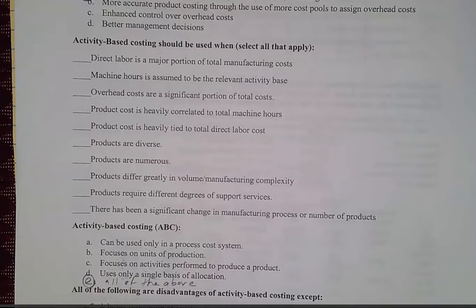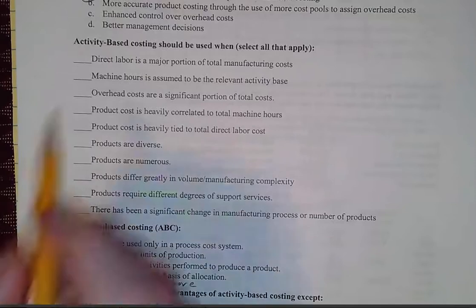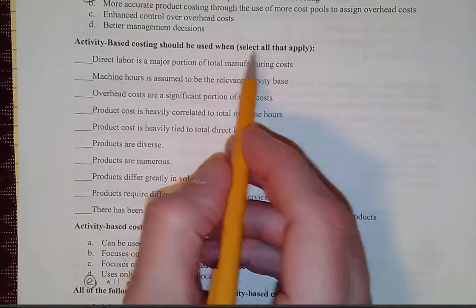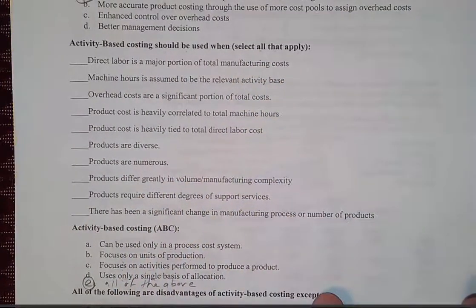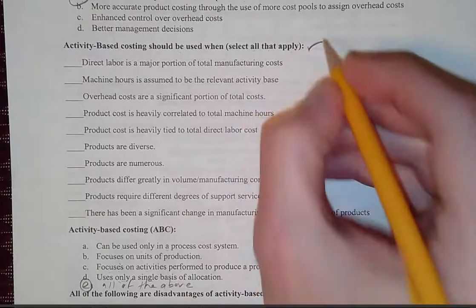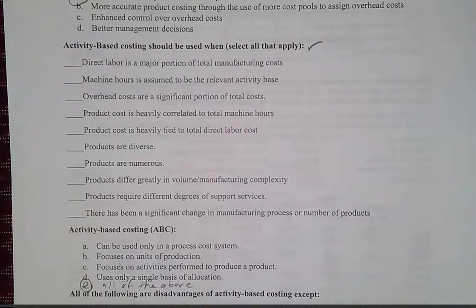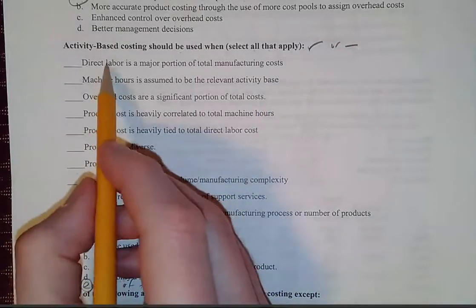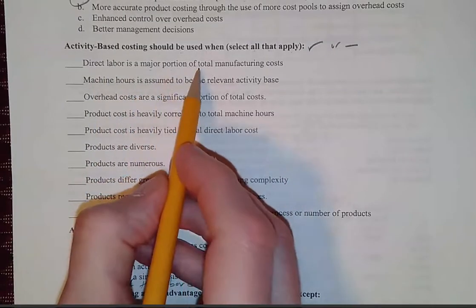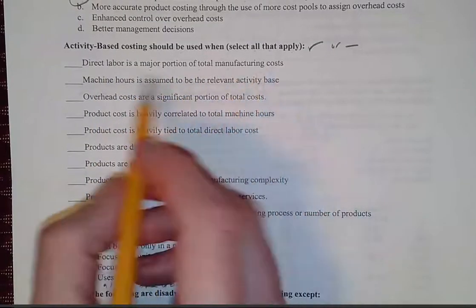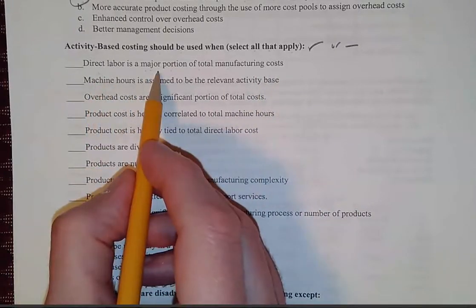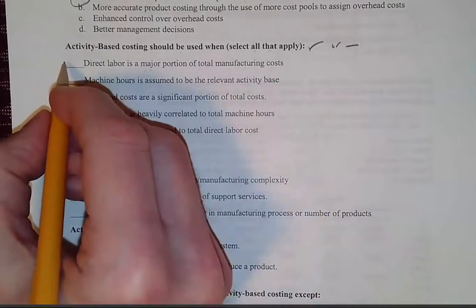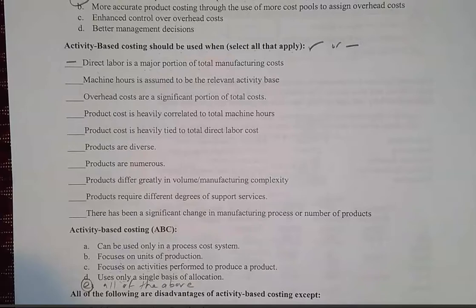All right, let's add one more exercise onto this video. It says activity-based costing should be used when, and then they say select all that apply. So what I'm going to do is use a check mark, and a dash otherwise. Direct labor is a major portion of total manufacturing costs. If that is the case, we don't need activity-based costing. We can use traditional costing. So I'm going to put a dash there.